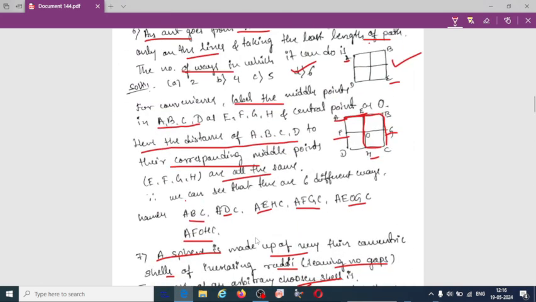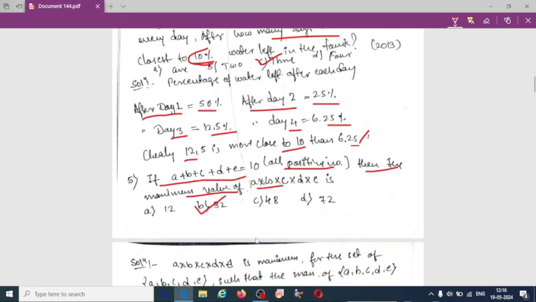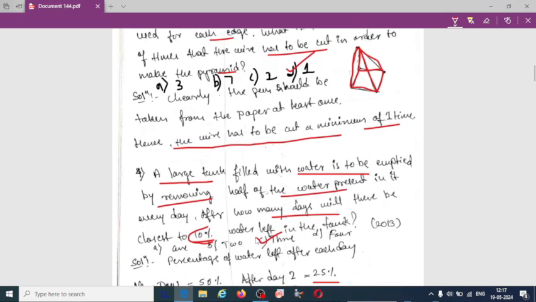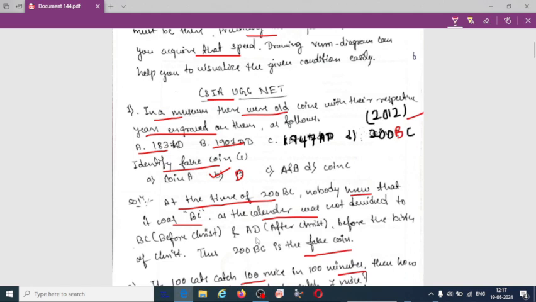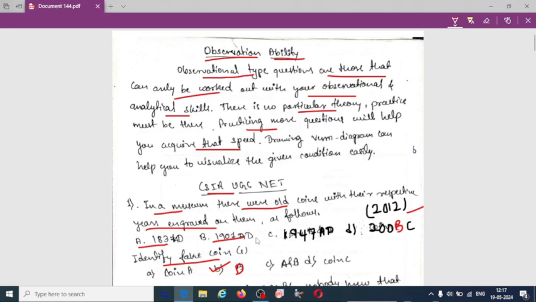So these are the questions on observation ability. Like that you have to solve by making your observations and using analytical skills. You have to practice them, then you will get the idea how to solve them.